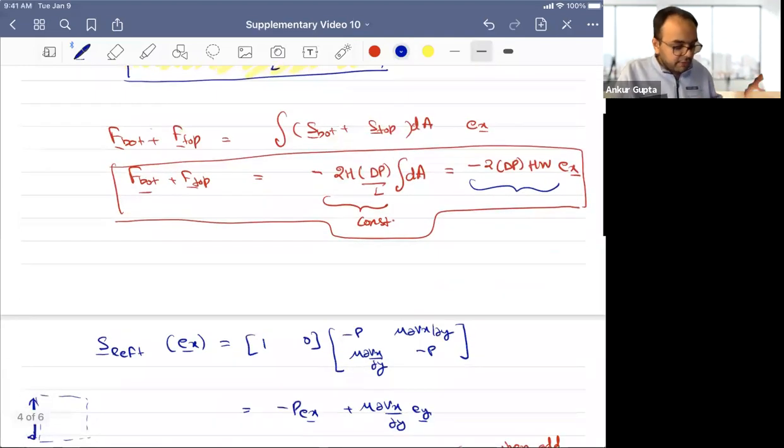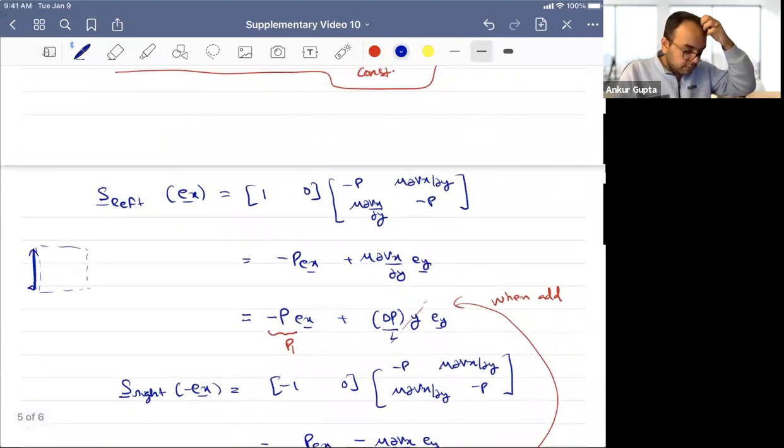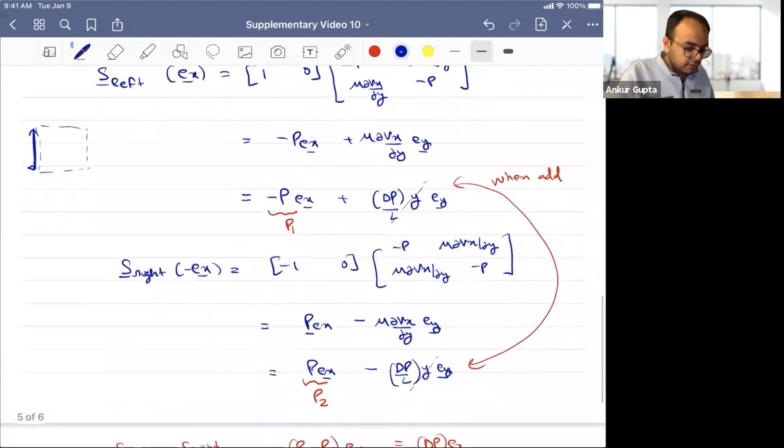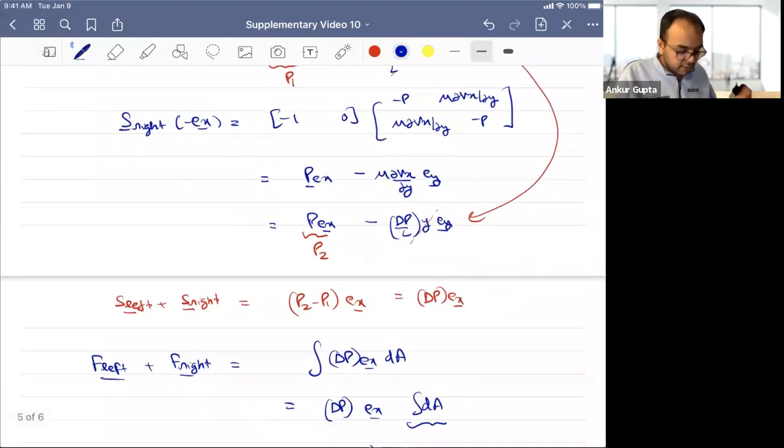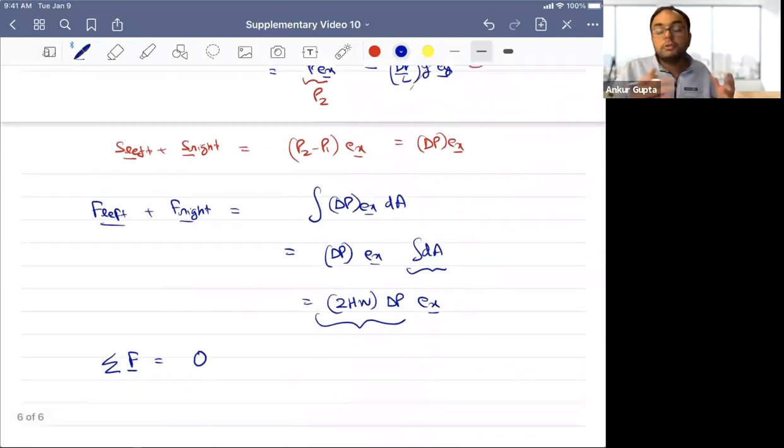When you add them, you get a value. Similarly, we did the same exercise of n dot sigma with 1, 0 and minus 1, 0 for left and right. And again, you saw that when you add them, the shear stress gets cancelled out. Now the pressure forces contribute, and at the end of the day, both of them result in identical results, or basically the sum of the forces ends up being zero.